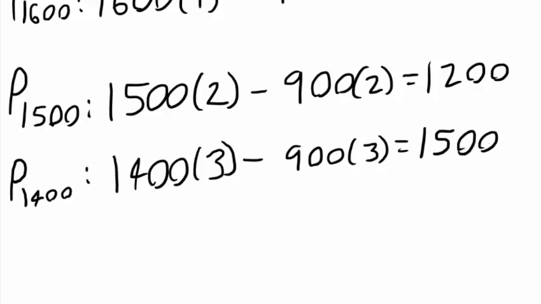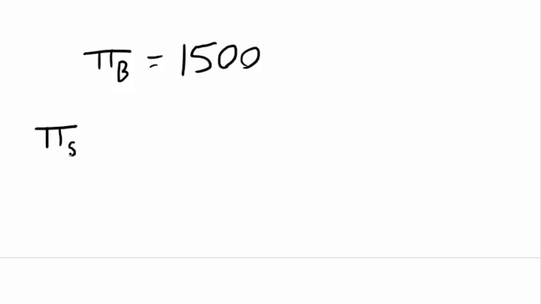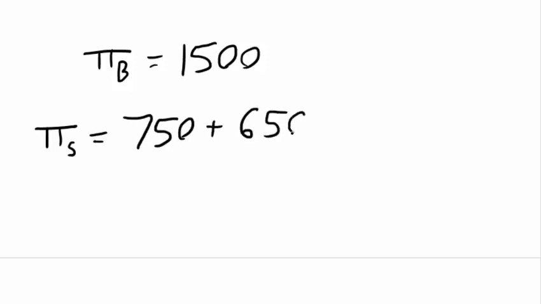And so, by comparing our profits and seeing which price would lead to the highest profit, we would choose a price of 1,400 because it gives us the highest profit of 1,500. So, we found the profit, if we were to bundle, to be 1,500, and we found the profits for each separate item to be 750 and 650.